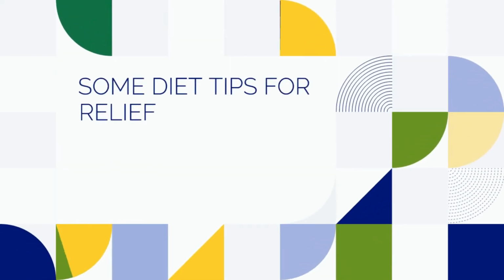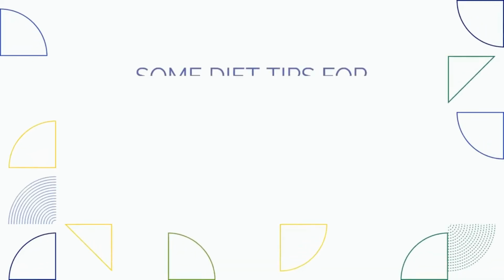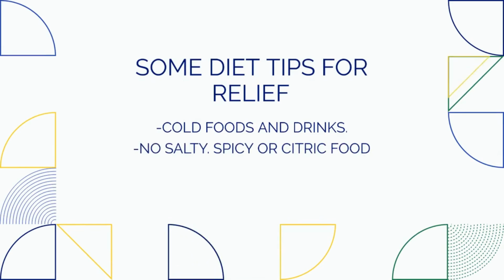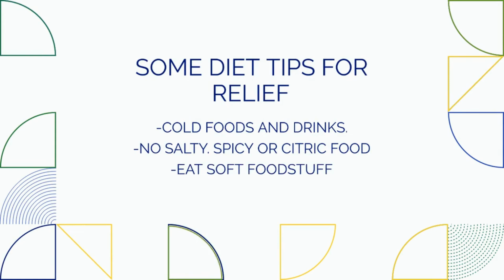Some tips to help make blister soreness less bothersome and eating and drinking more tolerable are: suck on ice pops or ice chips. Take cold foods or drinks. Avoid salty, spicy, and citric foods. Eat soft foods that don't require much chewing.